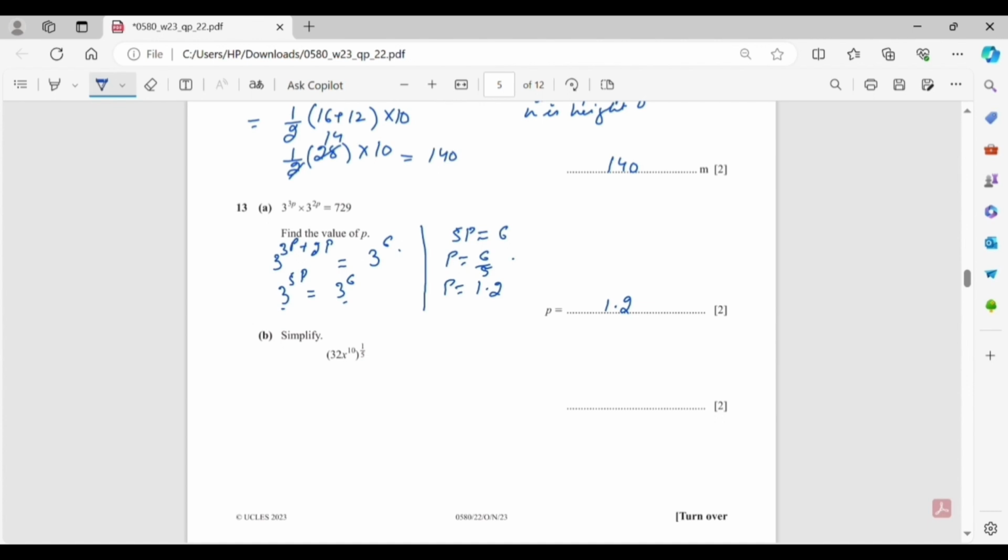Next, part B. This is 32 raised to the power 1 by 5 into x raised to the power 10 into 1 by 5. This is 2 raised to the power 5 into 1 by 5 into x raised to the power 2. We can cut this. So our final answer is 2x raised to the power 2.